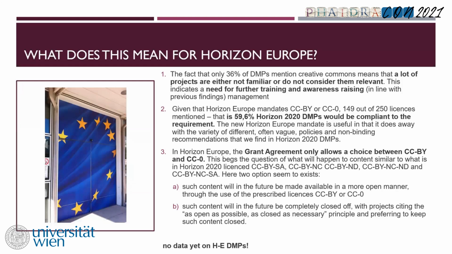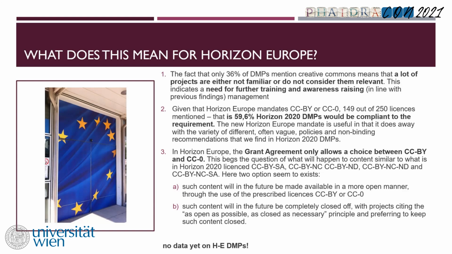And again, taking a little bit my policy hat on, what does this actually mean for policy? First of all, we don't have data for Horizon Europe. All of these data management plans are from the previous program, Horizon 2020, but they can maybe help us learn something for Horizon Europe. First of all, the low number of data management plans that mention Creative Commons means that a lot of projects are not familiar with them, in Horizon 2020 at least, or they don't consider them relevant. So we probably need further training and awareness raising, which generally is in line with previous findings on data management, that there is still a lot to be done on information and awareness raising.